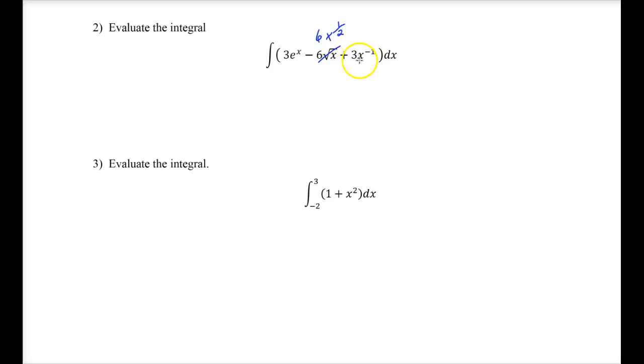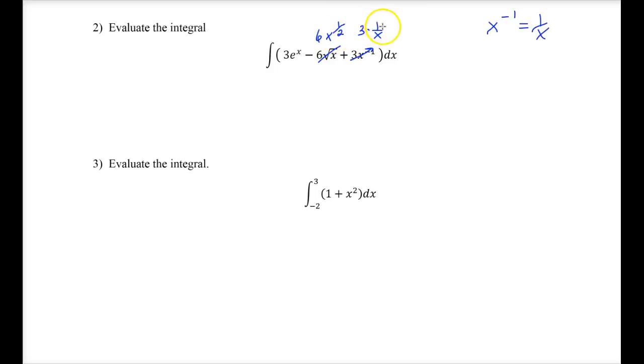And of course, 3 times x raised to the negative 1, we know that x raised to the negative 1 is the same as 1 over x. So what we'll do is rewrite this term as just 3 times 1 over x. And of course, that's important for us because we know that x raised to the 1/2 looks like a type of power function for us. And we can use our rules for power functions for doing the antiderivative for that term.